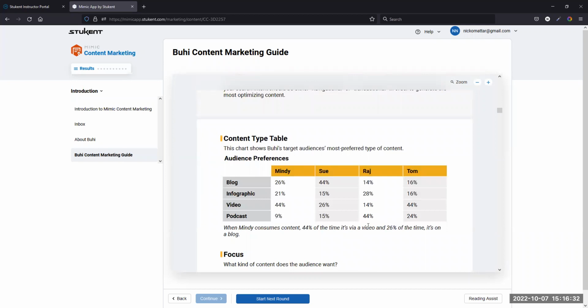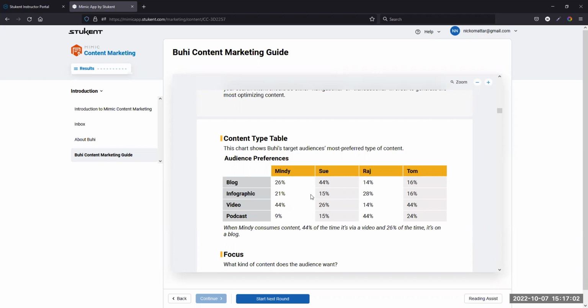Each round, these are the types of content that can be created, very similar to how the courseware lays it out. You also have these content preferences. You can come back to this throughout the simulation. I do think this is a very important part, because in each round, you'll be choosing an audience you're going to be marketing to, and then you need to create content for that audience. So it's kind of a mix and match game.